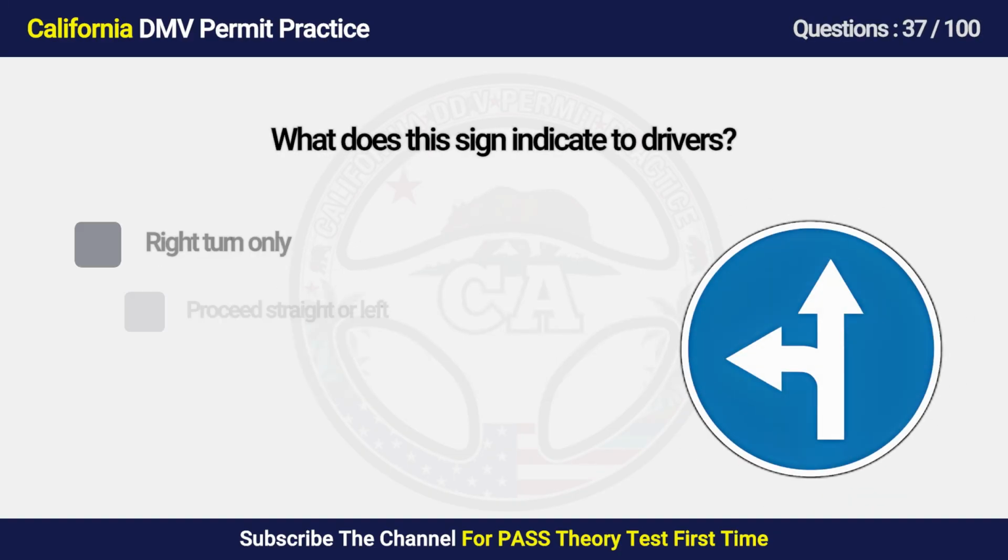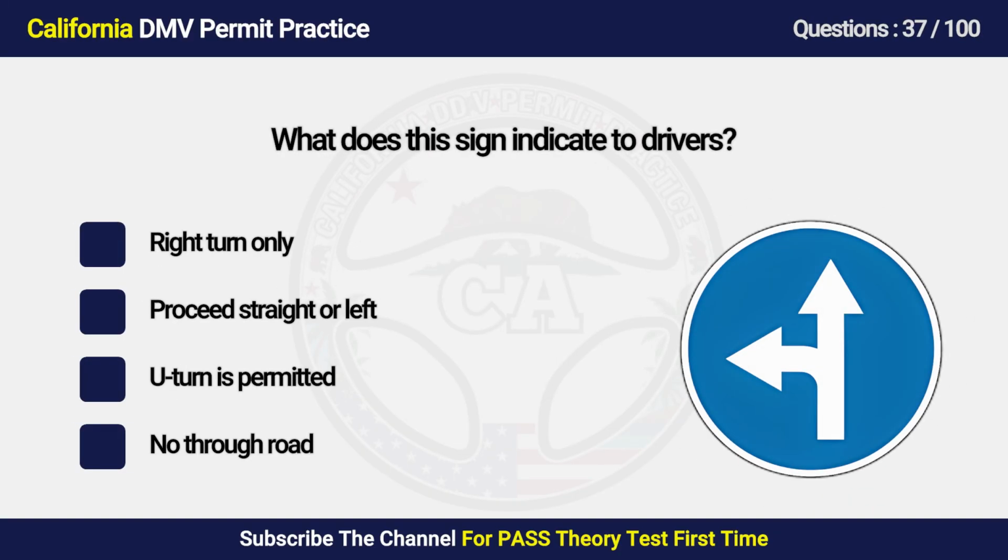Question 37. What does this sign indicate to drivers? A, right turn only. B, proceed straight or left. C, U-turn is permitted. D, no through road.